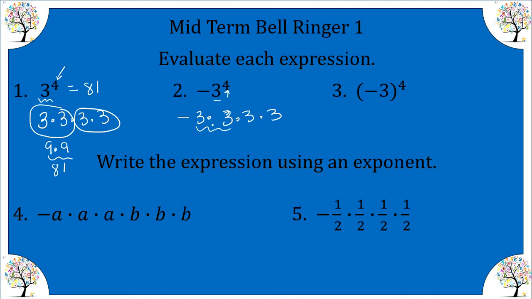So we're going to have 3 times 3 is 9. I'm going to bring down my negative. I have another 3 times 3, which is 9. And when I multiply this, I get negative 81.